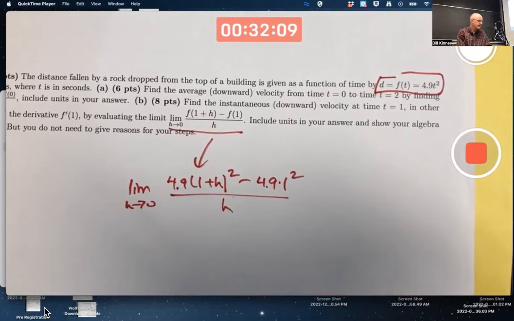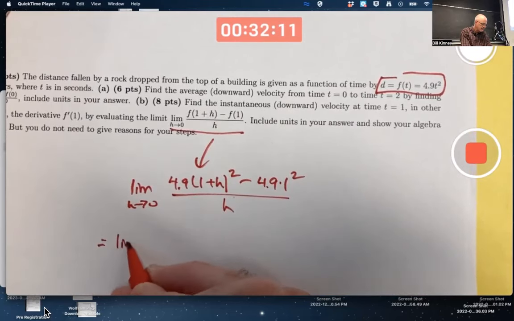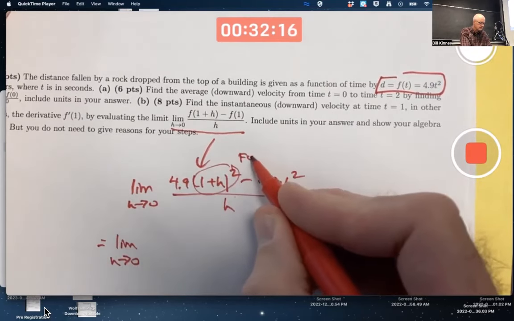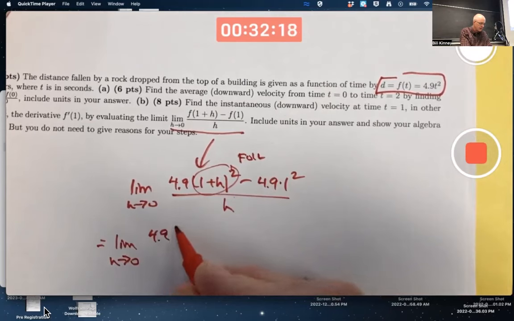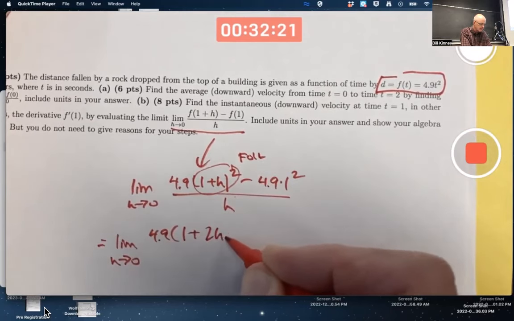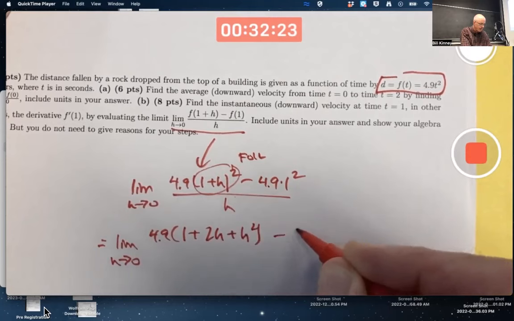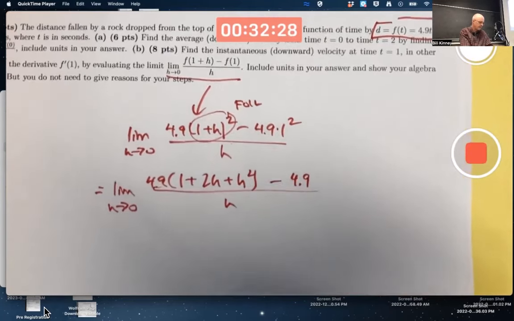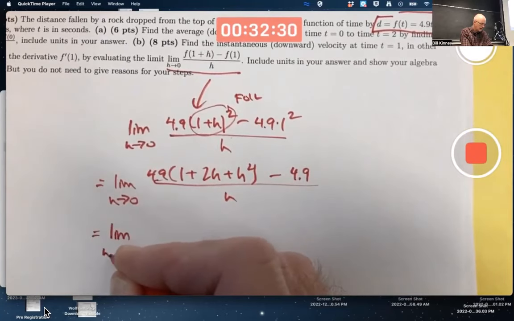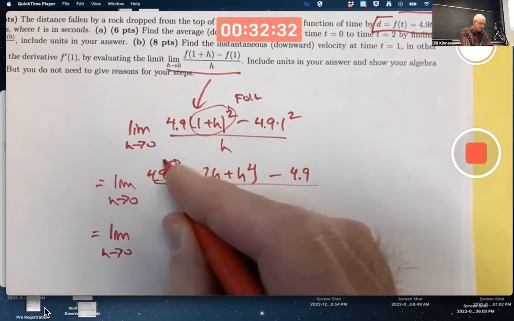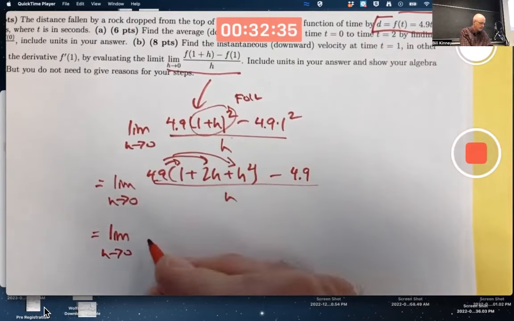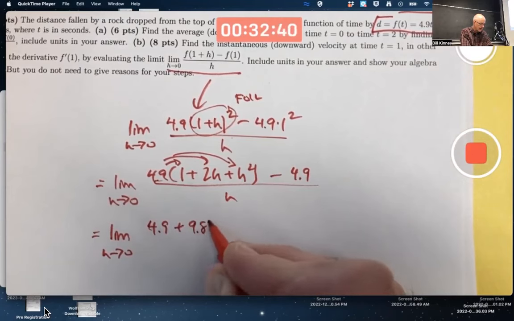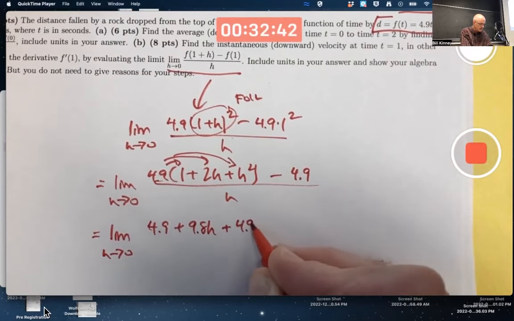So there's the limit you have to calculate. Now it's a matter of simplifying correctly. Once again, I have to FOIL. Maybe to be careful, leave the 4.9 out there first. 4.9 times 1 squared is another 4.9. Now use the distributive property to get 4.9 times 1 plus 4.9 times 2h is 9.8h plus 4.9h squared.